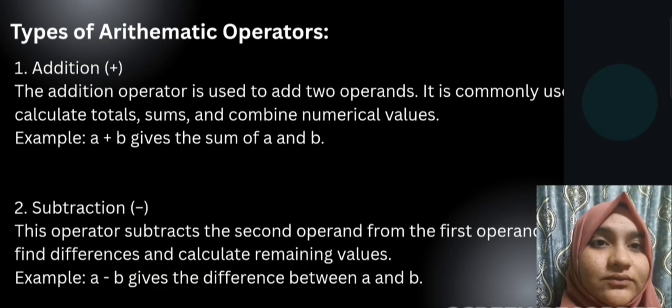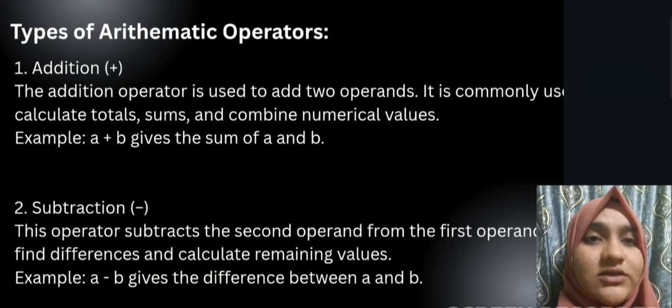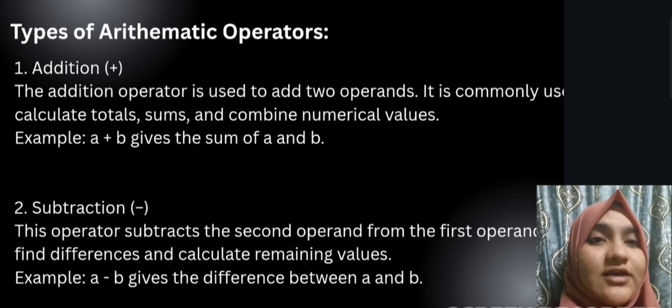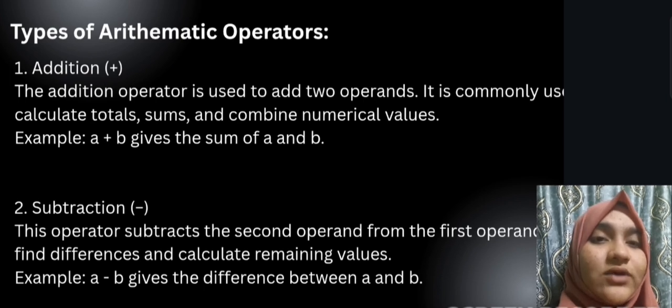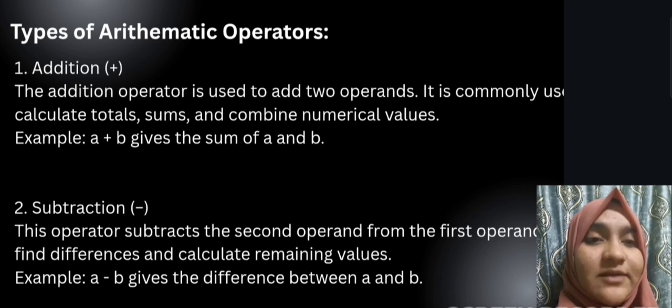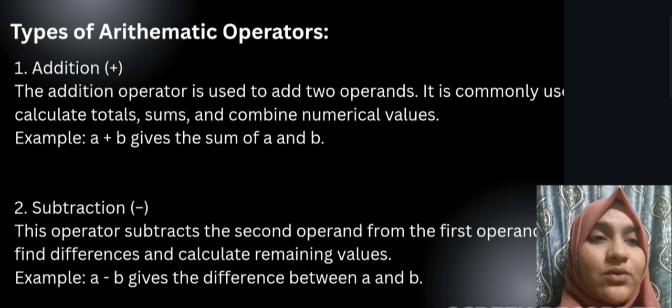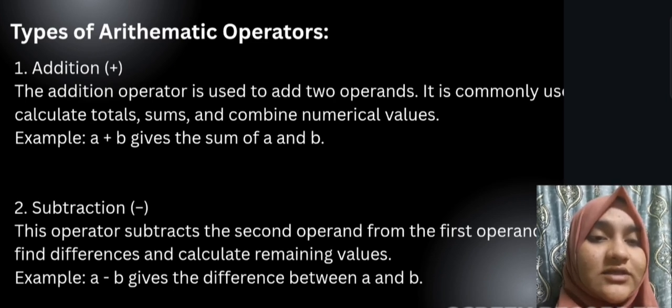And then types of arithmetic operators. First one is addition. The addition operator is used to add two operands. It is commonly used to calculate totals, sums, and combined numerical values. Example: a plus b gives the sum of a and b. And then subtraction. This operator subtracts the second operand from the first operand to find the difference and calculate the remaining values. Example: a minus b gives the difference between a and b.